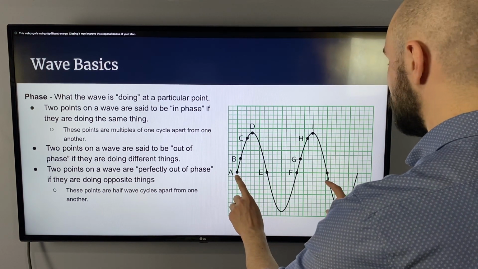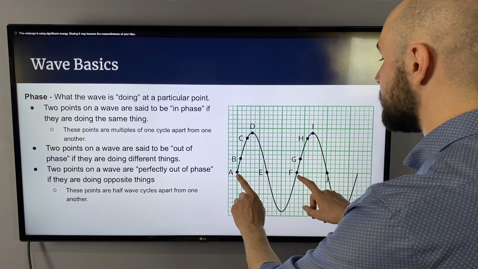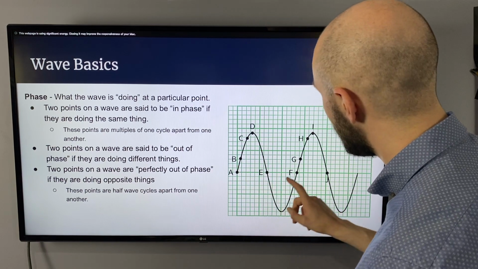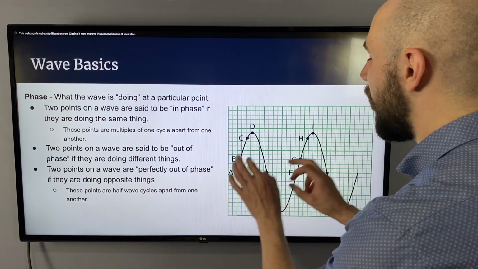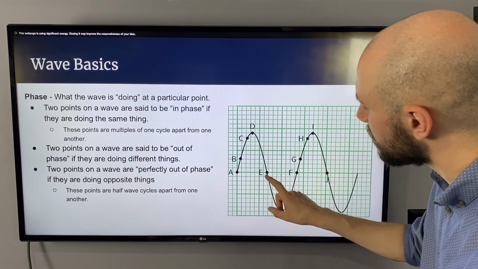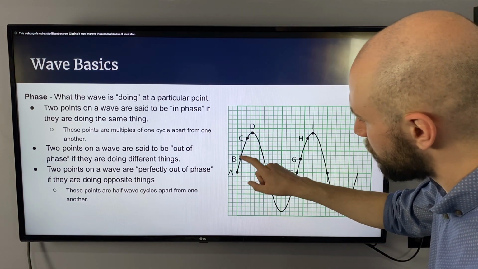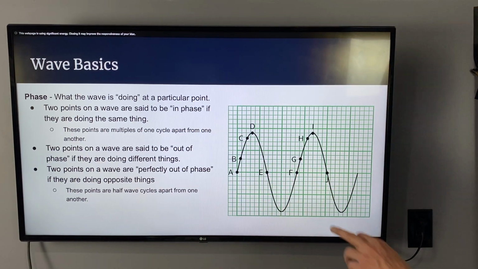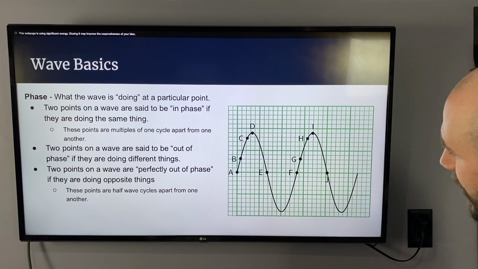Point A and point F are in phase. Notice that this location in the wave is heading upwards, and at point F, the wave is heading upwards. Points A and E are not in phase because A is heading upwards, E is heading downwards. If I was tracing out the wave, since my pencil moves upwards at point A, and it also moves upwards at point F, those 2 points are in phase. E and J are in phase because if I was drawing the wave, my pencil moves down at E, and it also moves down at J.